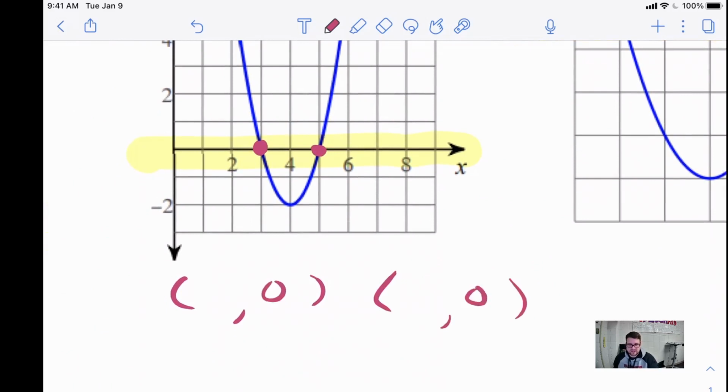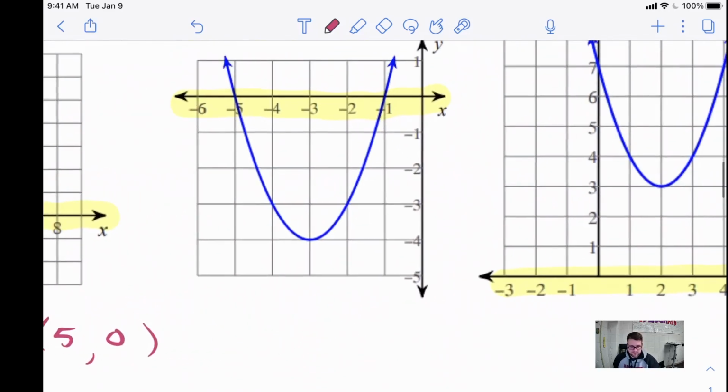0 always goes in that second slot. So looking at the first one, this is where 3 would be, and this is where 5 would be. So 3 and 5 go into those first slots, and you're done. Nice job. Here's another one.